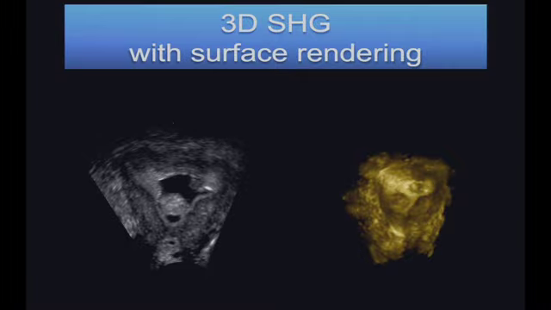But with 3D sonohysterography, thin slice, and with surface rendering, we actually see that both of these fibroids are pretty much completely within the endometrial cavity, which was really not seen nearly as well on the 2D sonohysterogram when it comes to the larger fibroid. And hysteroscopically, we can see this fibroid within the endometrial cavity.